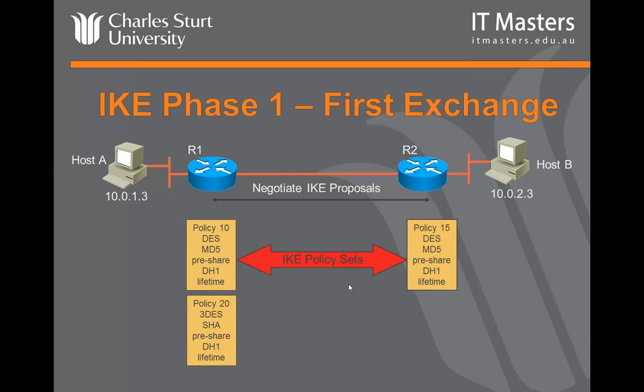If there wasn't an IKE policy that matched between them, then IKE phase 1 would fail and the IPSec tunnel would never come up. So it would fail at phase 1. So it negotiates matching IKE policies to protect the IKE exchange, the Internet Key Exchange.